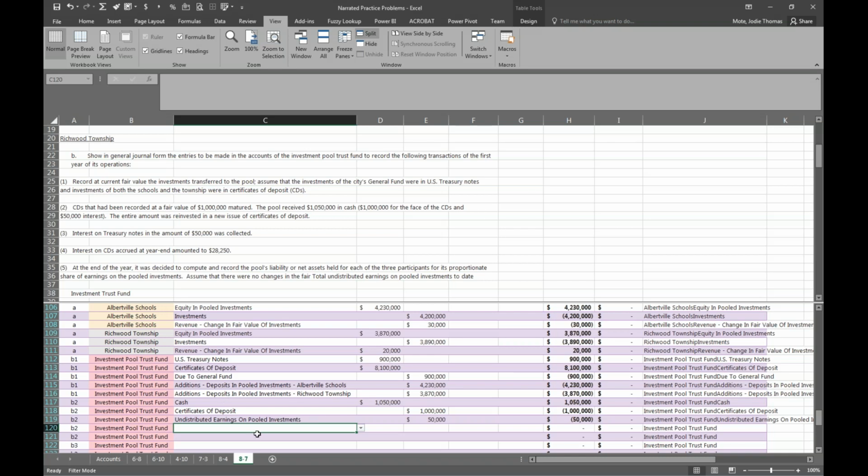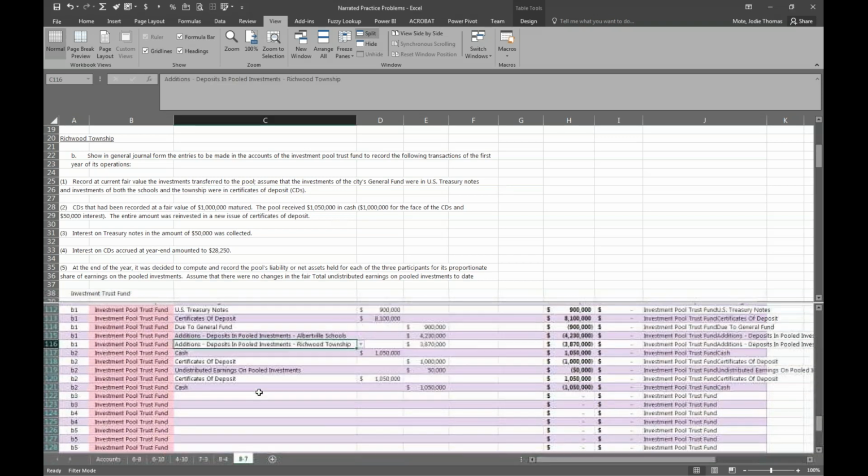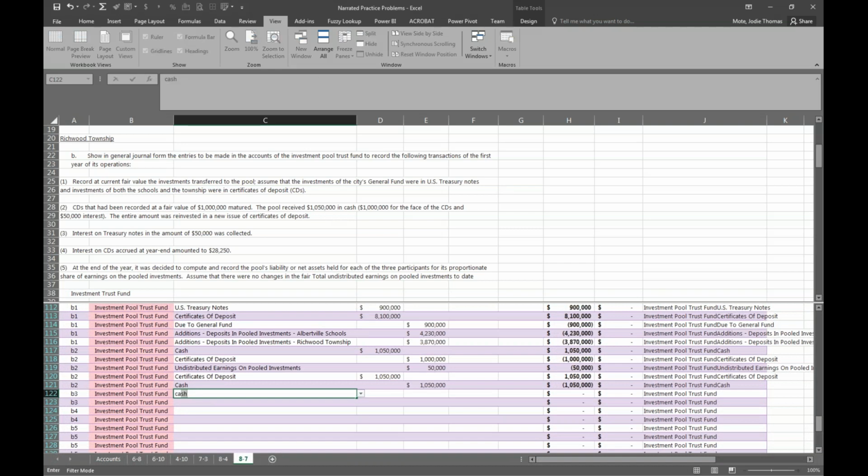All right, now we got to turn around and reinvest it. So certificates of deposit, 1050, and cash is 1050. Okay. All right. Number three says interest on treasury notes in the amount of $50,000 was collected. So again, we've got cash, and we have undistributed earnings on pooled investments, again from the interest revenue we've collected, but inside the pool it's going to be distributed. All right.